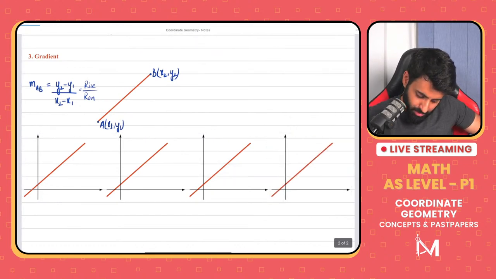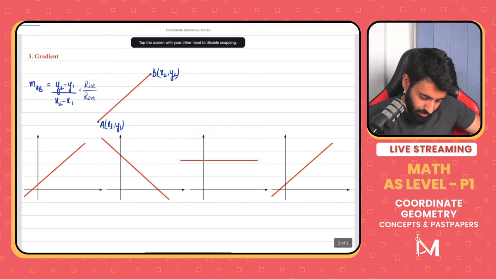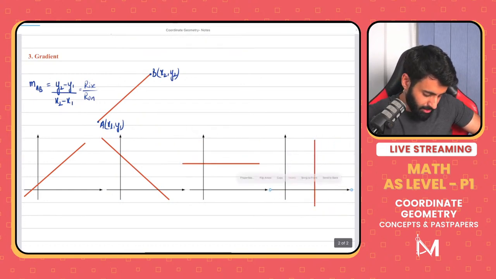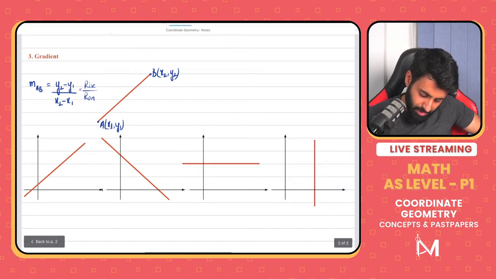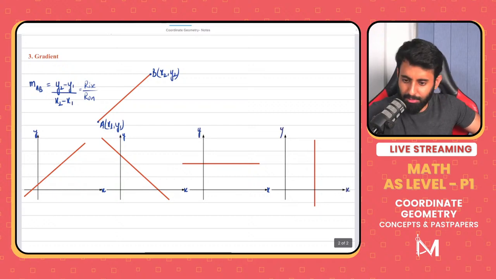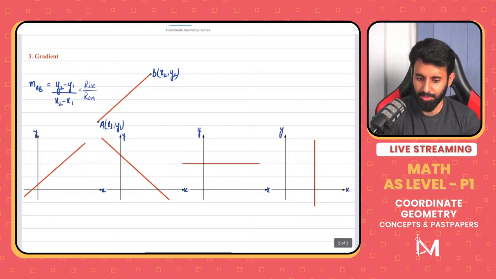Okay, so we have four kinds of straight lines over here. Obviously, since you don't have any values, you can't tell me the value of the gradient, and I'm not expecting you to anyway, but just by looking at the line, can you tell me which line will have a positive gradient, which one will have zero, which one will have infinity, and which will have negative? We have four cases and four different types of gradients.